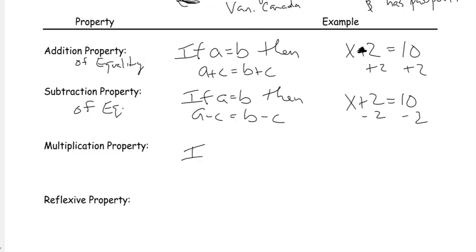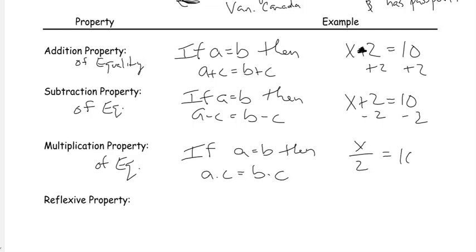Multiplication property of equality says, if A equals B, then A times C equals B times C. Also known as, you can multiply one side of an equation by anything you want as long as you multiply the other one. If we had x over 2 equals 10, I can multiply that side by 2 as long as I multiply that side by 2.